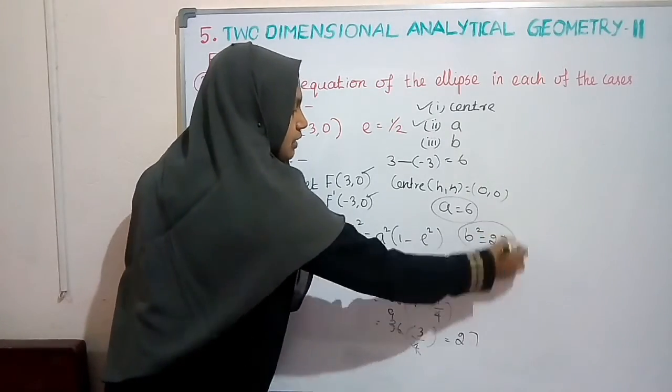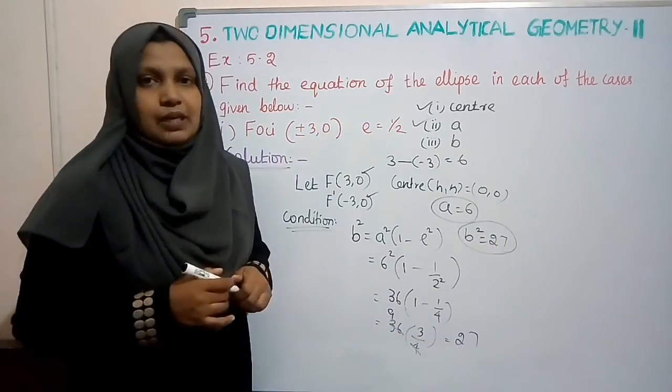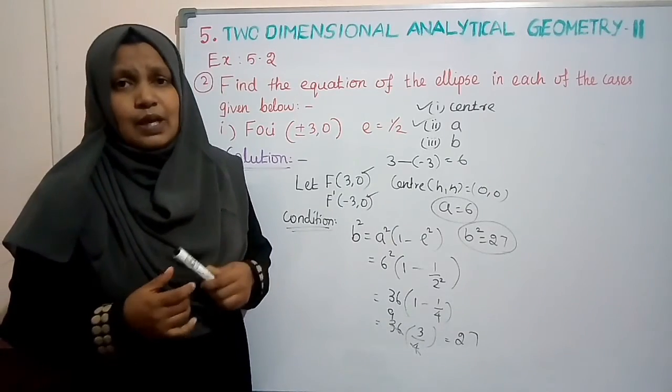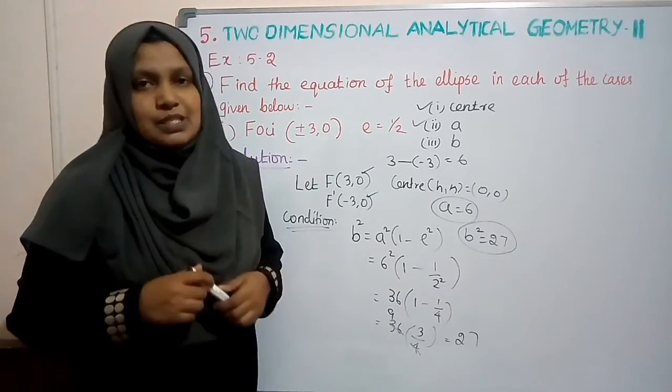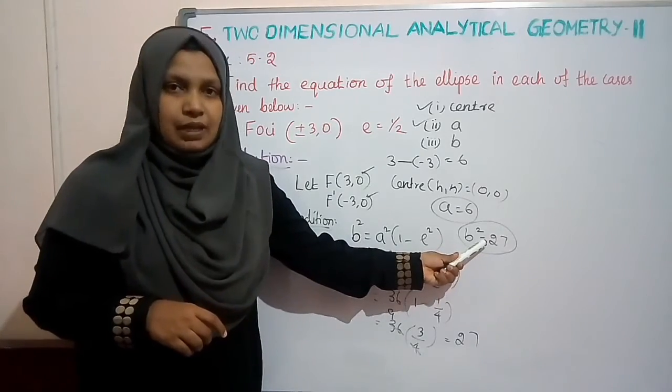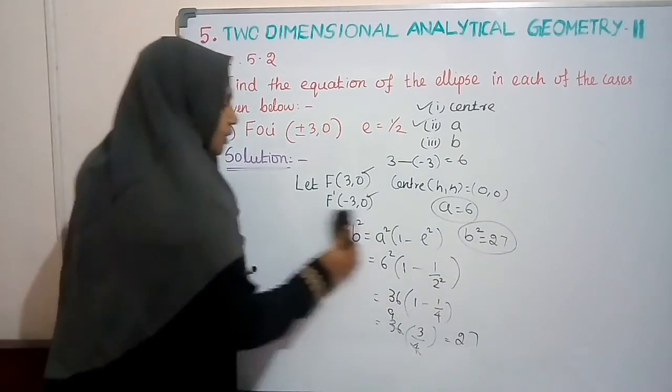Note that it is not b, we got b square. Yes, we need b square only. In the denominator we have b square, so directly we can substitute this value. Now just write the equation of the ellipse.